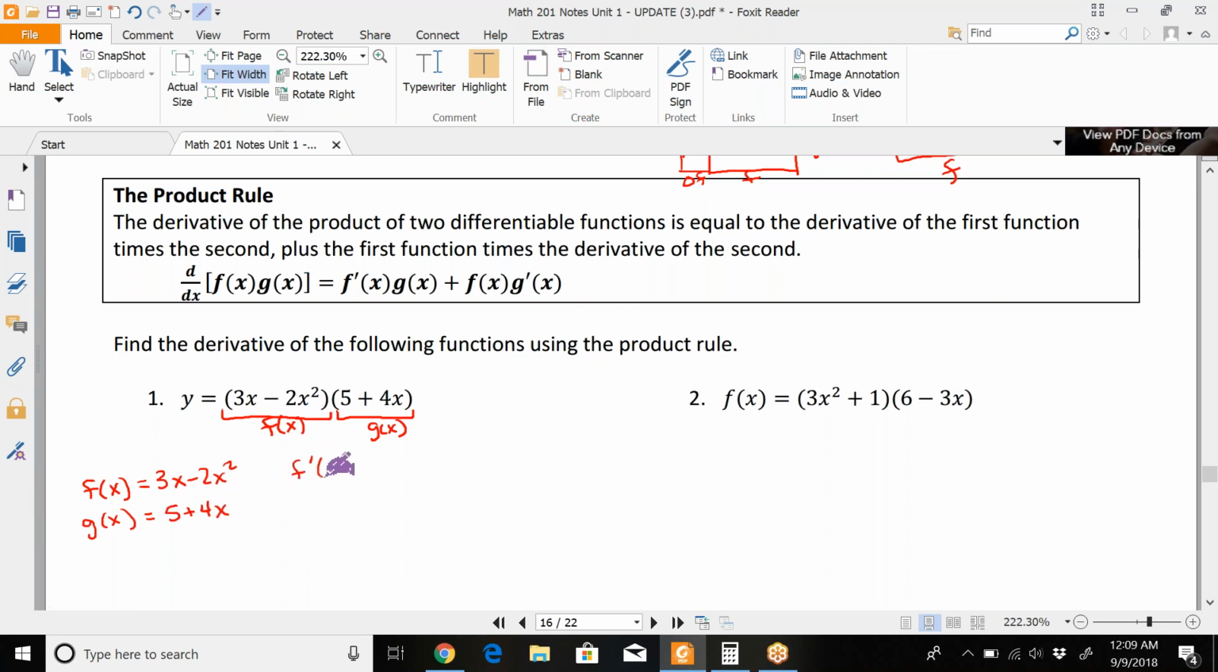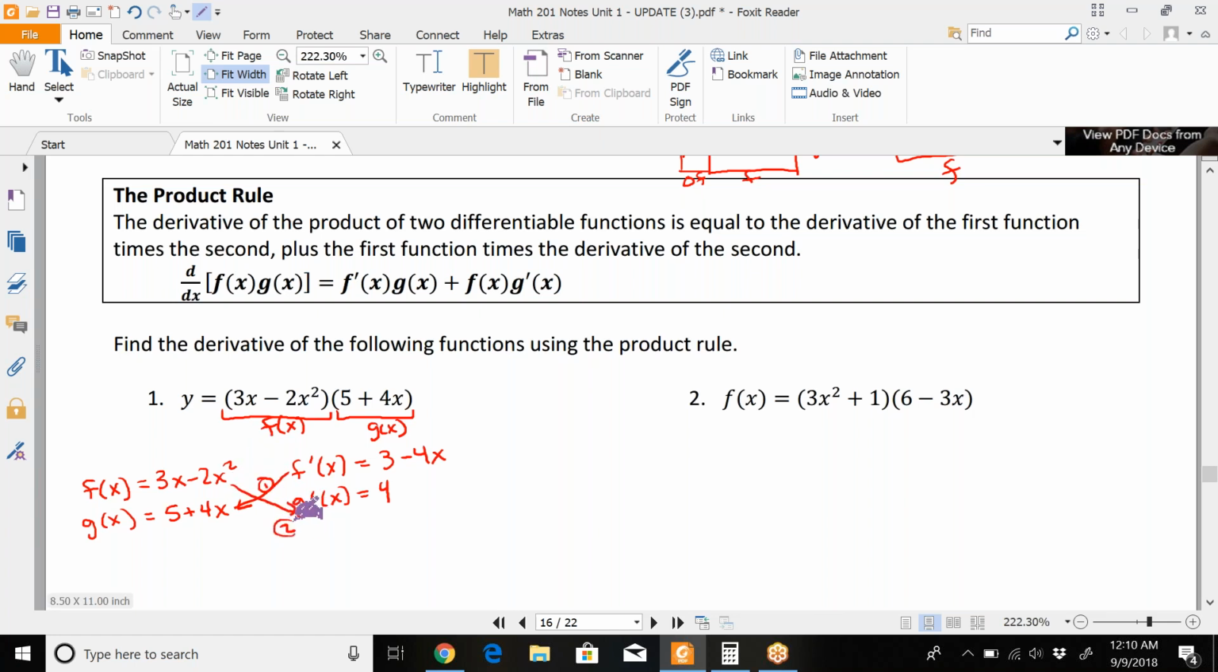Across from f, I do f prime. So this would be 3 minus 4x, using our regular power rule that we've learned. And g prime is going to be 5 gives me nothing, but 4x gives me just a 4. The way the formula is easy to memorize if you've written it in this specific order is that you're doing diagonals. You take this one as your first diagonal, and then this one is your second diagonal.